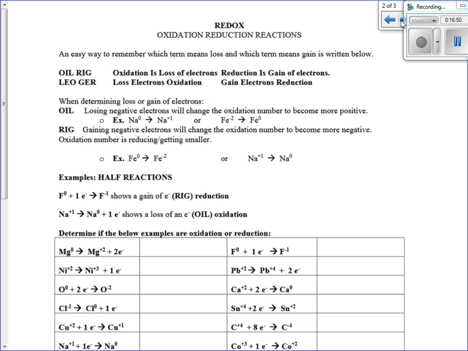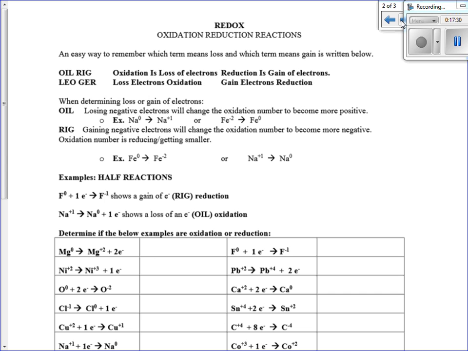Now the way I remember it is I use the OIL RIG system. Oxidation is loss, and I mean losing electrons. Reduction is gain, and I mean gaining electrons. Okay? You could also use the LEO GER one. Some people like that one better, like Leo the Lion says GER, I guess. I don't know. So losing electrons is oxidation, so LEO, and gaining electrons is reduction. Okay? Either way, it's a good system of how to remember which way the charge is going to flow.